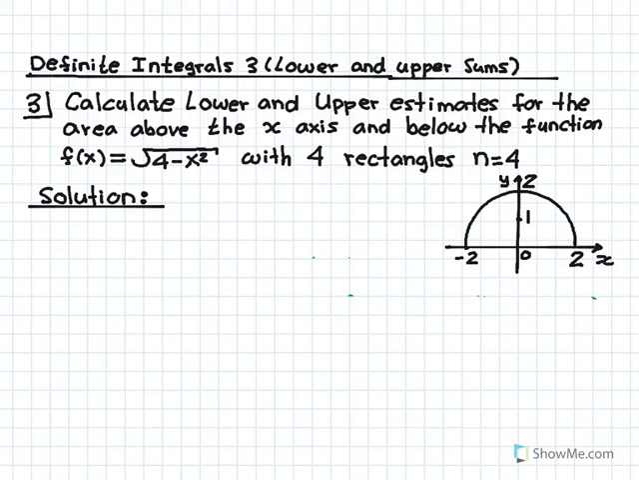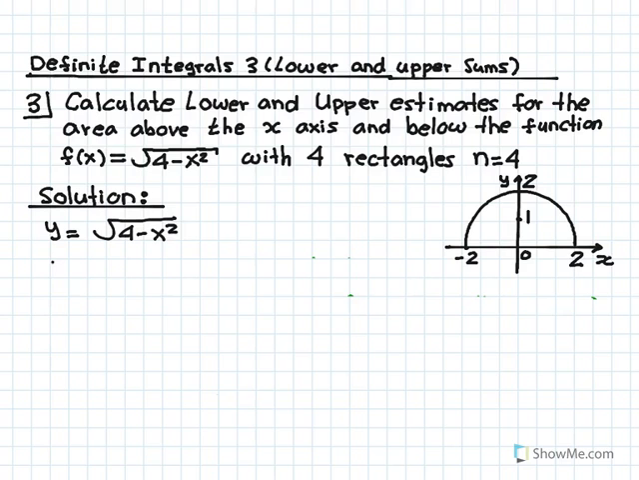In this video, we're going to calculate the lower and upper estimates for the area above the x-axis and below the function f of x is equal to root of 4 minus x squared with 4 rectangles. That is, n is equal to 4. So let's start with the function. That's y is equal to root of 4 minus x squared.